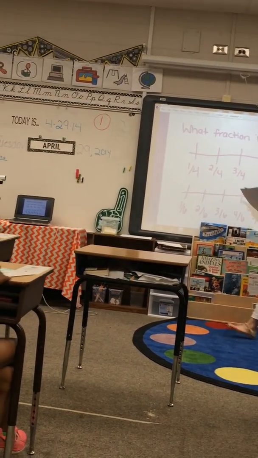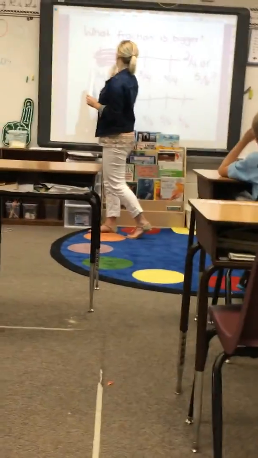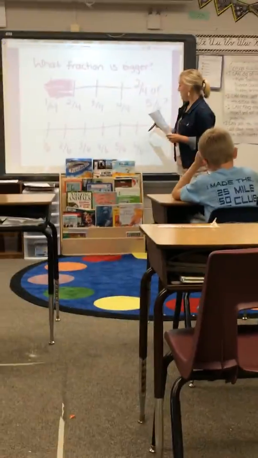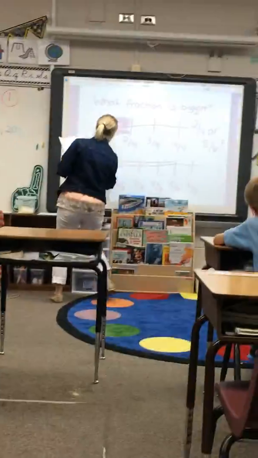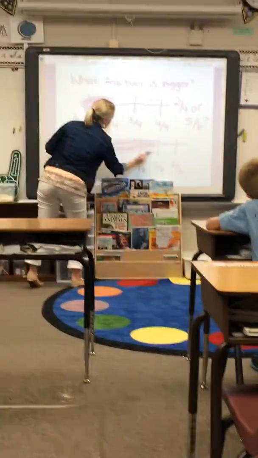I want you guys to shade in too. So you're going to shade in the amount of fractions so they're able to see, right? So you shade in all the way to 2/4. You come in and shade in all the way to 5/6. And then on your board, just tell me which fraction is going to be bigger.